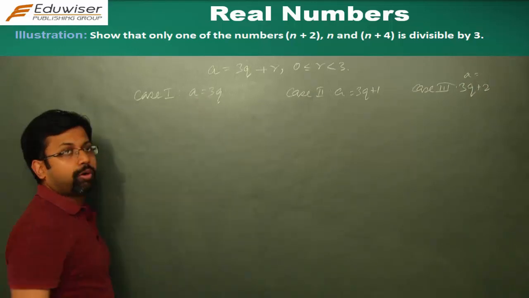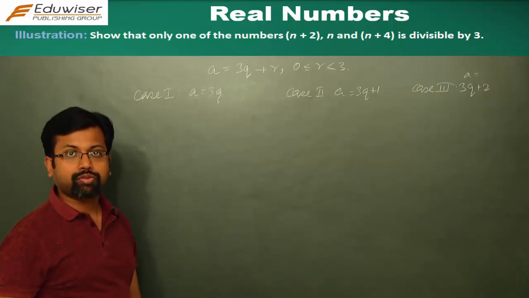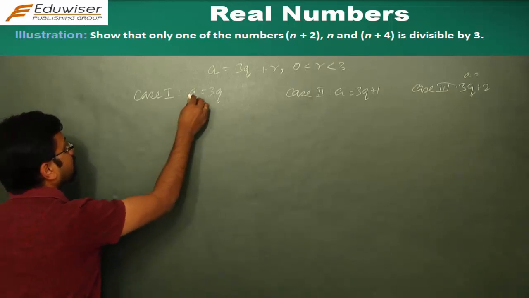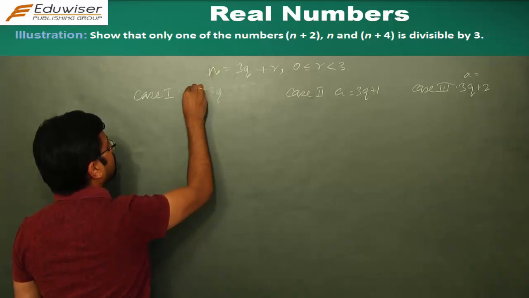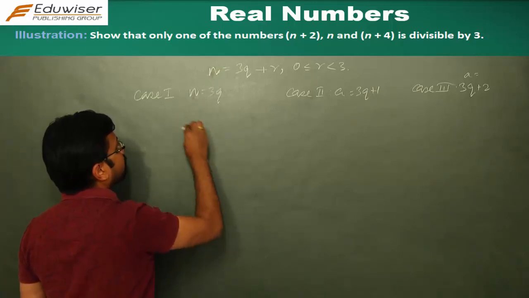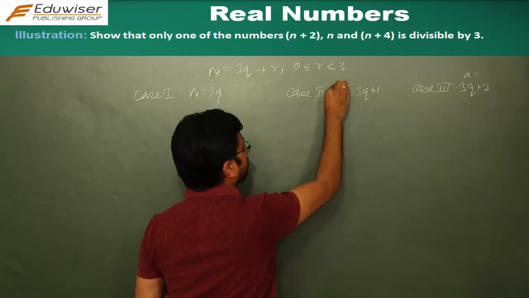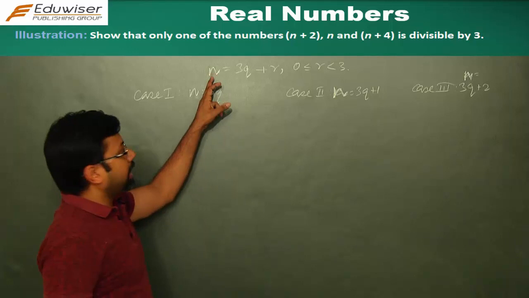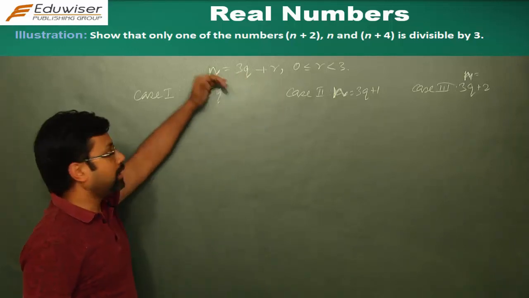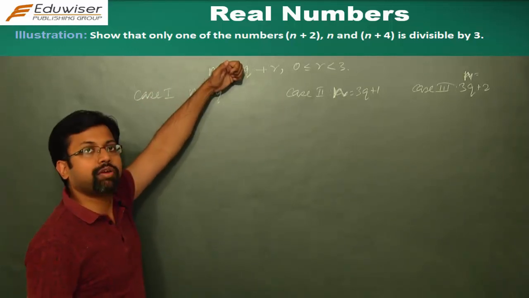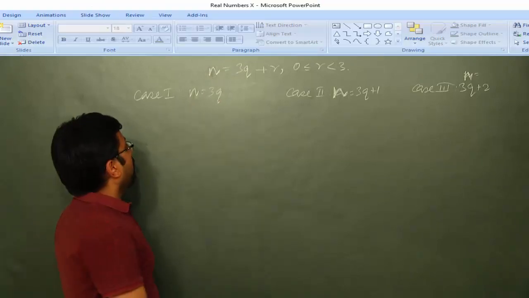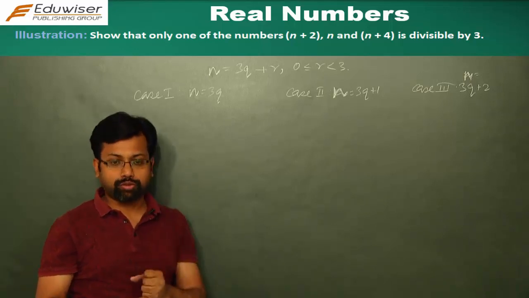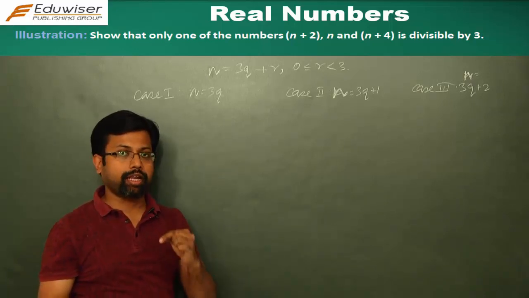If the number is of the form 3q, since it's given n, let's take it as n and not a, to create less confusion. So any number n can be of this form. Instead of a I have written n, and instead of b I have written 3, because that is what you have to use. Now when the number n is of the form 3q, what are the 3 numbers that we have to check? We have to check n plus 2, n and n plus 4.